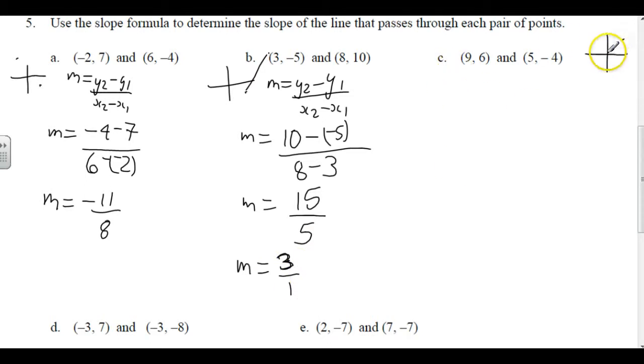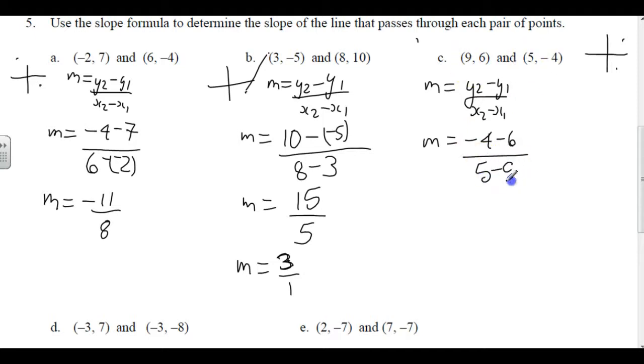9, 6, 5, negative 4 looks like a positive slope. And I'm really just using this as sort of a check. That is, when I work this out and I get a positive value, I won't be surprised. So negative 4 minus 6, 5 minus 9, negative 10 over negative 4, which is positive 5 halves. Okay, reducing, and a negative over a negative is a positive.